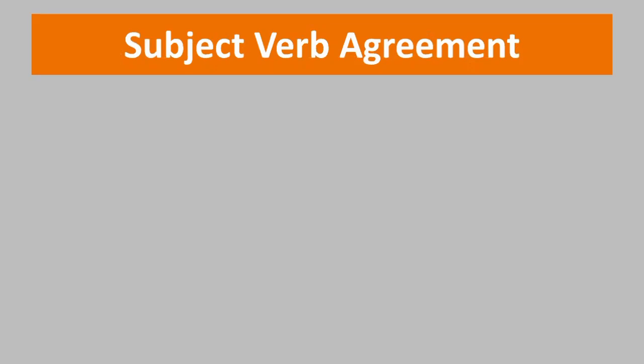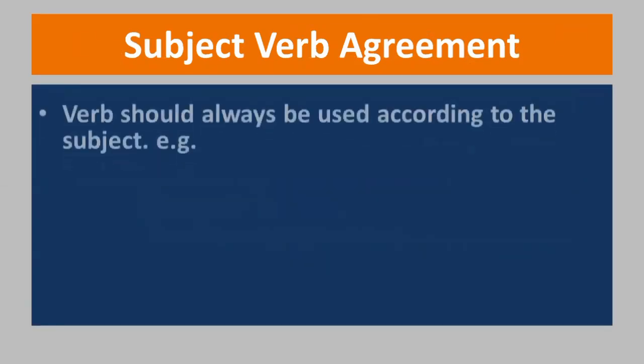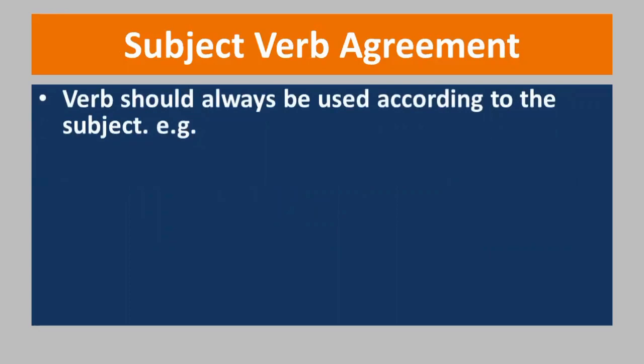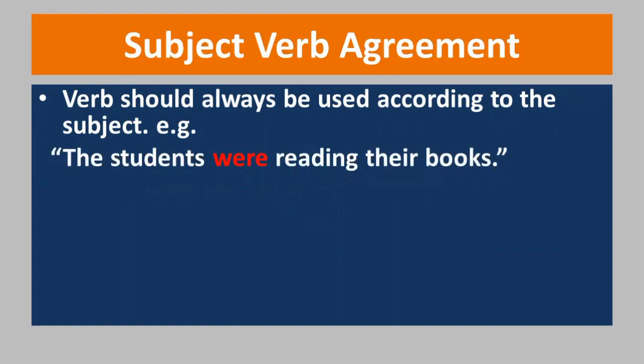Now subject-verb agreement. Viewers, verb should always be used according to the subject. For example, the students were reading their books. So we have used the verb were according to the students. If we say that the students was reading their books, it would be wrong. So verb should always be used according to the subject.